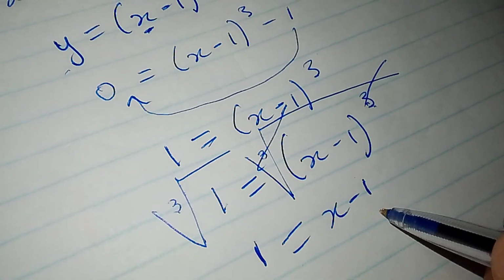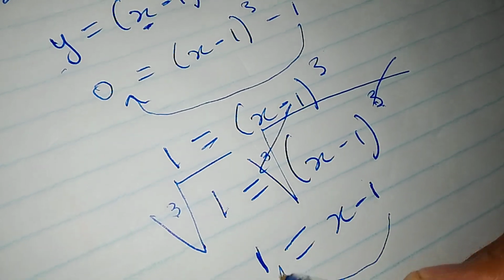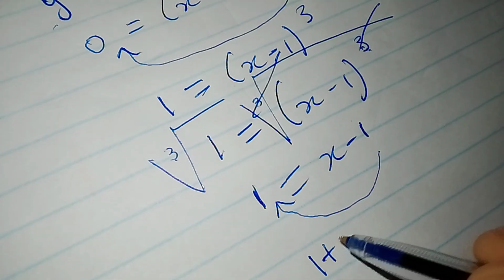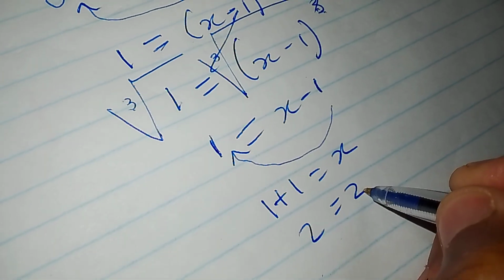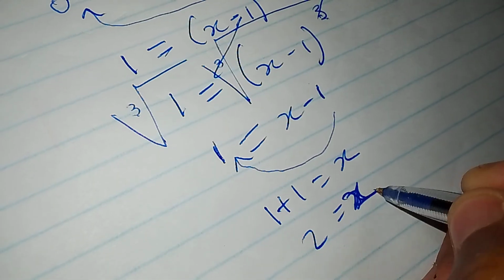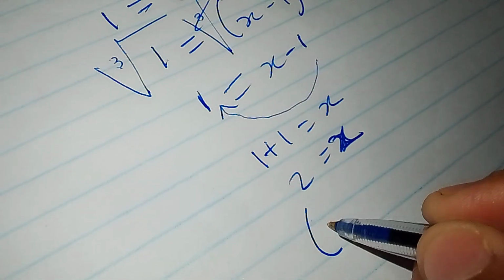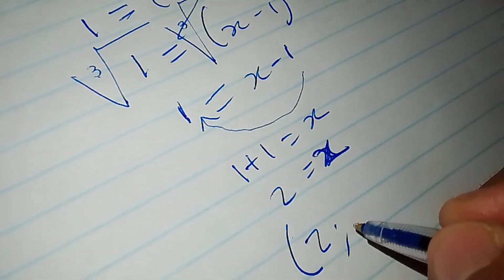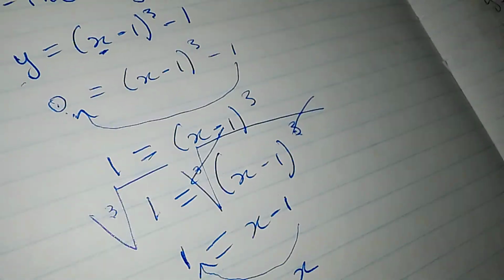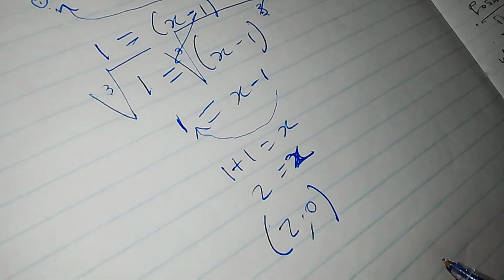Then I can transpose this thing here. So I'll have 1 plus 1 equal to x. So which means x is equal to 2. So the x-intercept says when x is 2, y is 0. We saw there, y is 0. So that is what is happening.